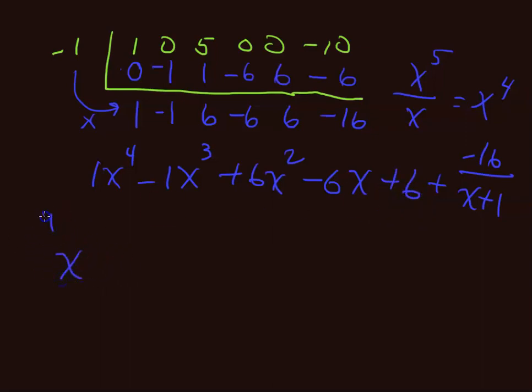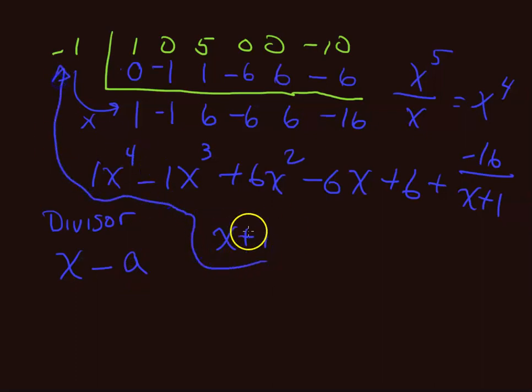The divisor must be an x minus a type problem. Now, why are we using subtraction here? Because when we did x plus 1, what did we divide by? A negative 1. So think of this as x minus a. Think of this as use the opposite of that sign there, or whatever number for x gives me 0.